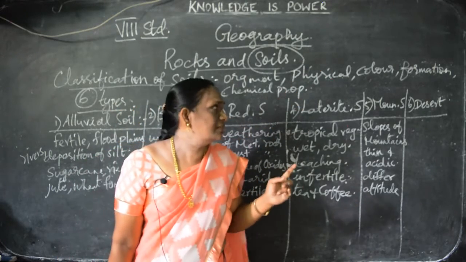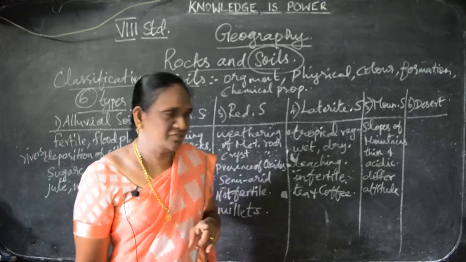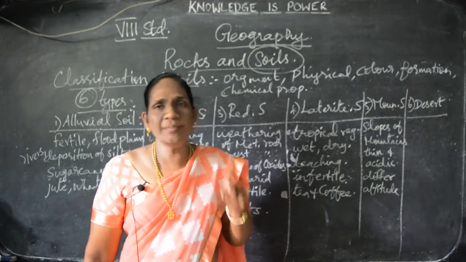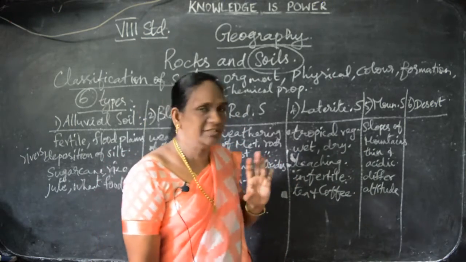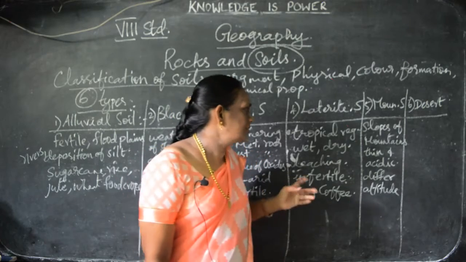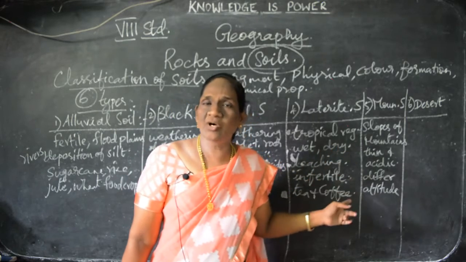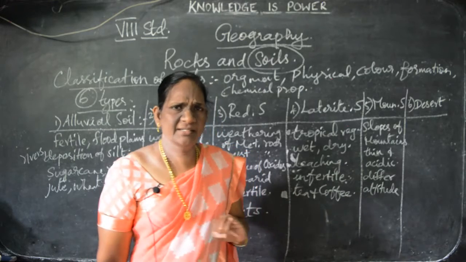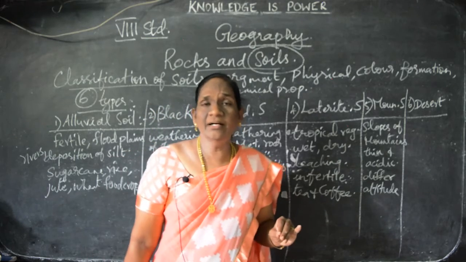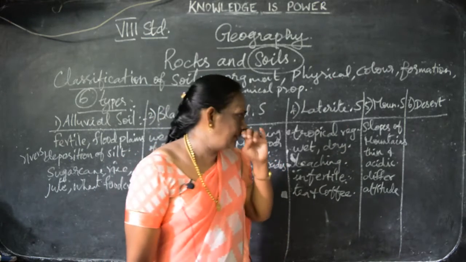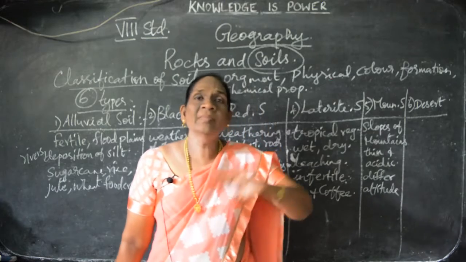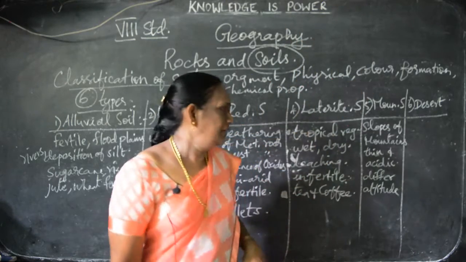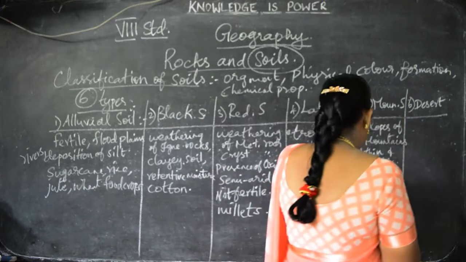Mountain soil, this is the fifth type of soil, and we can see this mountain soil on the slopes of the mountains only. So it is called mountain soil. Understand? And this mountain soil is thin and acidic. The soil is a thin layer and it is acidic in nature. It is different because of the altitude, the height. Differ means difference.